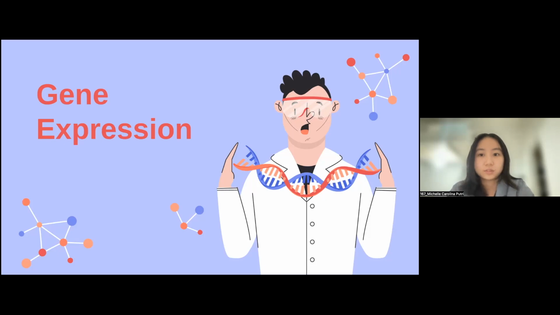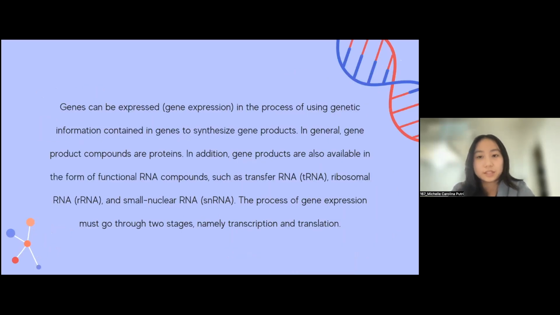Next. So, gene expression is the process of using genetic information contained in genes to synthesize gene products. In general, gene product compounds are proteins. In addition, gene products are also available in the form of functional RNA compounds such as transfer RNA, ribosomal RNA, and small nuclear RNA. The process of gene expression must go through 2 stages, namely transcription and translation.